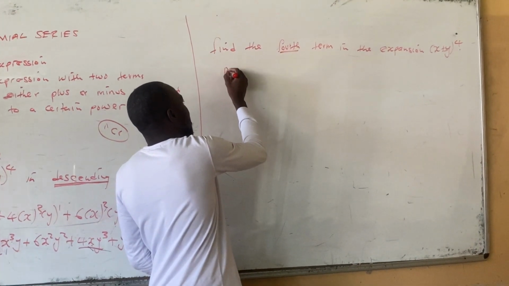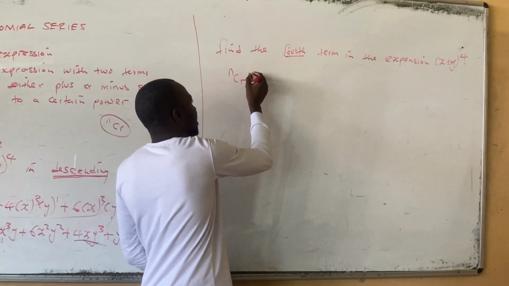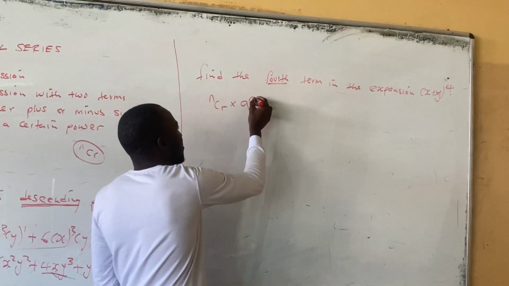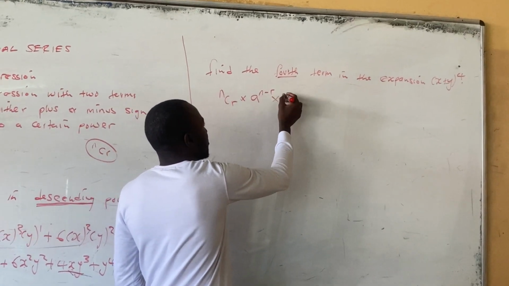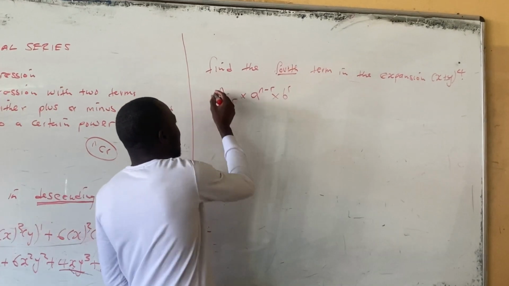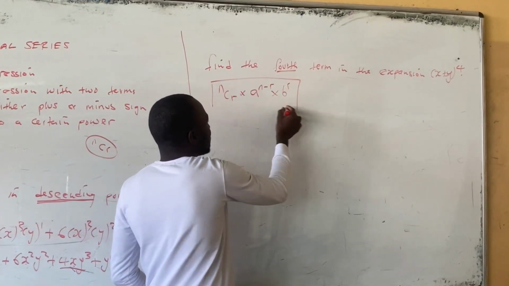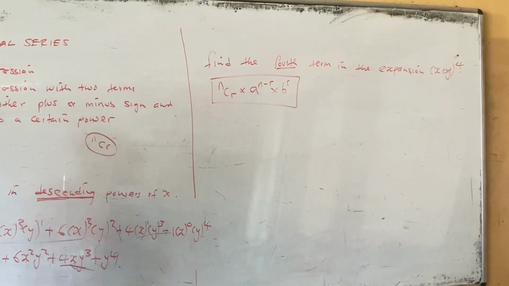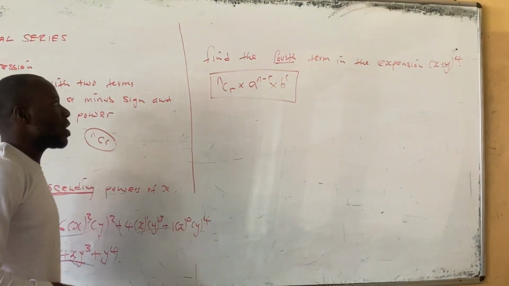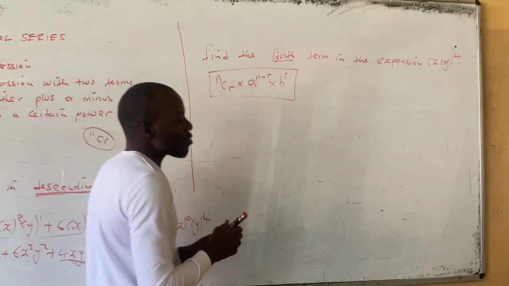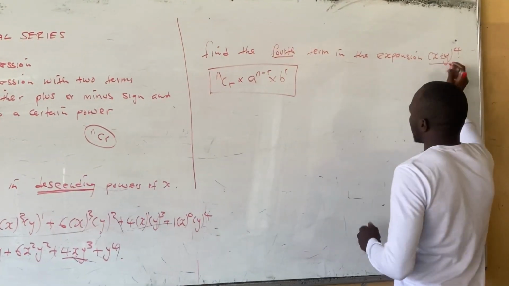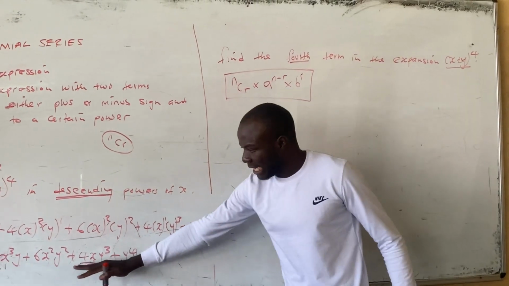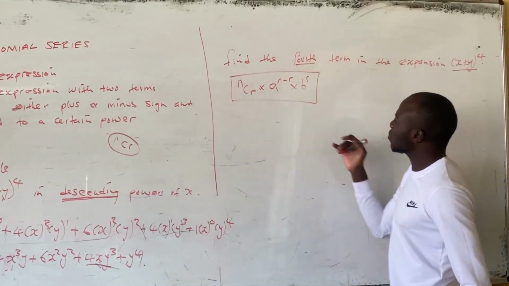n combined r, times a to the power n minus r, times b to the power r. This formula is very important. Now, in this case we want to find the fourth term in this expansion. When they ask in an exam, you don't have to expand like what we did in the first place. This is what you do.